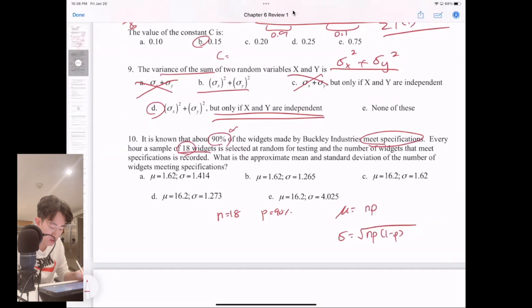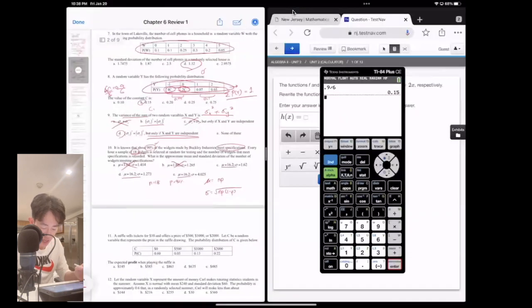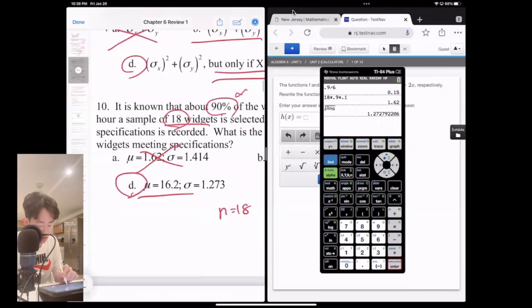18 times 0.9 should be fairly simple. It should be 16.2. So I'm eliminating A and B. Plug into the formula for standard deviation, and I think you should be all set. So the n times p should be 18 times 0.9, and I'm going to multiply that by 0.1. Square rooting the answer should give you 1.27. And so the answer here should be D, excuse me. That should be the standard deviation.